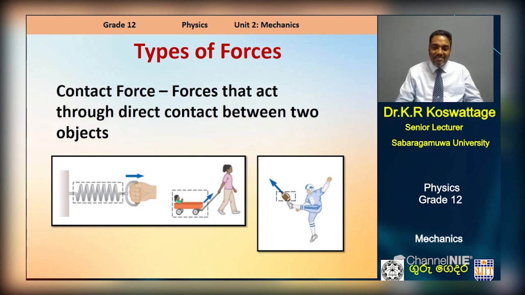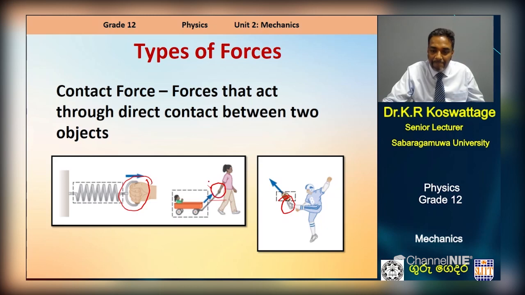So here you can see a contact between the ball and also the player. You can clearly see it. So there is contact between the player and the ball. And here also we can see a contact. When we pull the spring, there's contact. Here also a contact is available. So contact forces act through a direct contact between objects. I mean, they come into contact with one another. So direct contact is available.